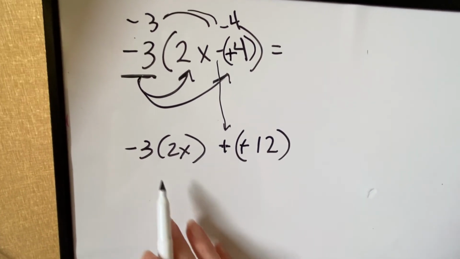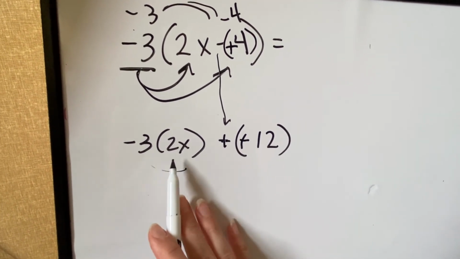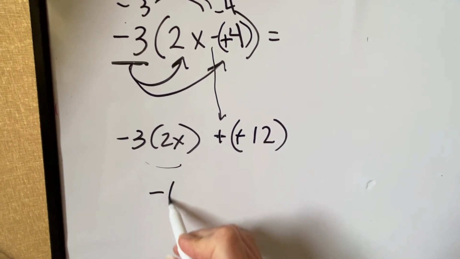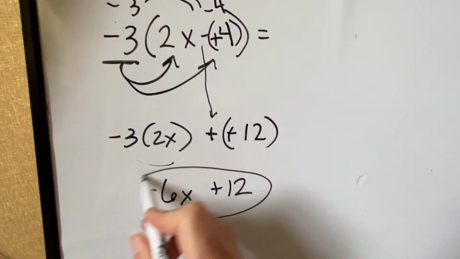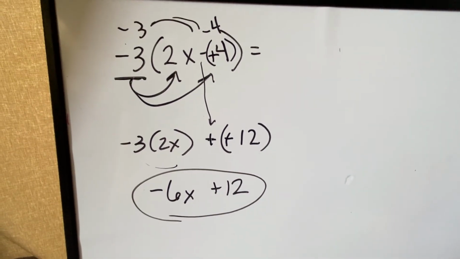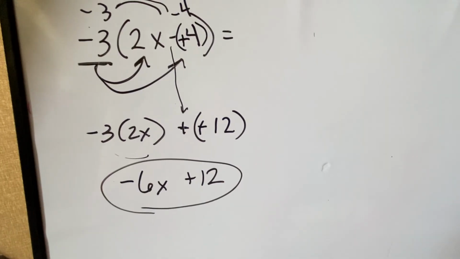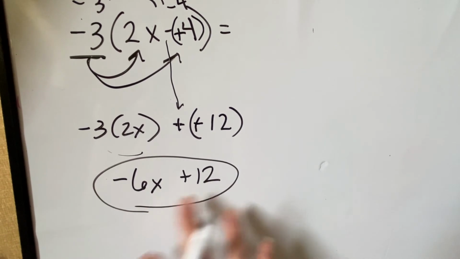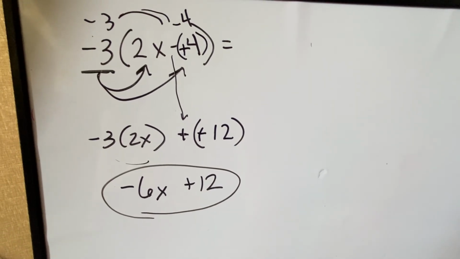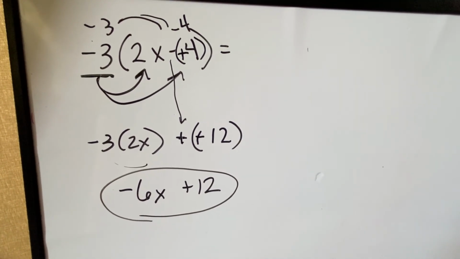Okay, so here we are going to multiply this through. -3 times 2x is -6x plus 12. That is our answer. We can't make it any more simplified than that because we don't know what x is. Okay, so this is not the same kind of term as 12, so we can't add the numbers together yet. So this is the answer to that question.